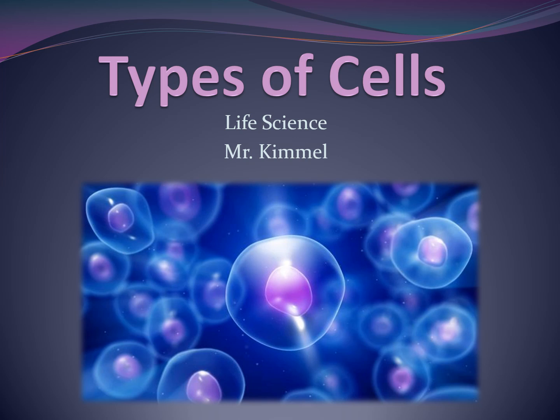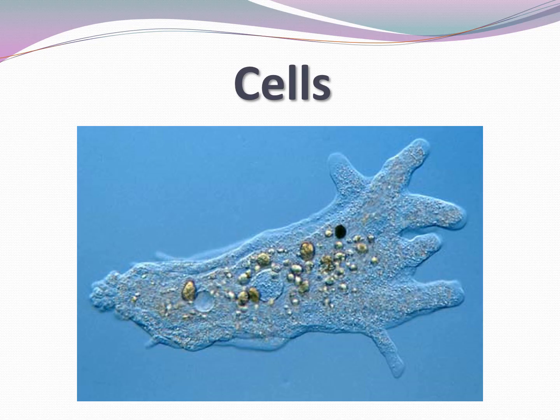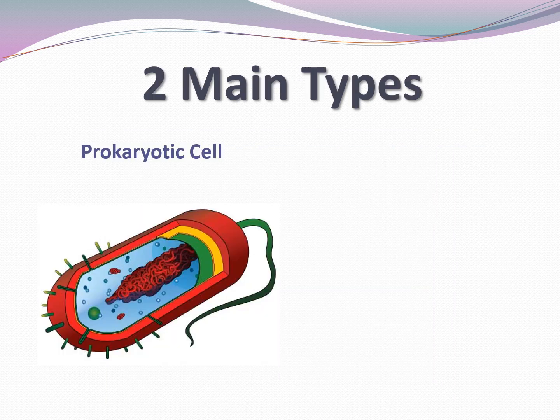In this lesson, we're going to learn about the different types of cells. Recall that all living things, or organisms, are made of cells. It's also good to know that some organisms are only made of one cell, like this amoeba shown here. All organisms are made of one of two main types of cells.